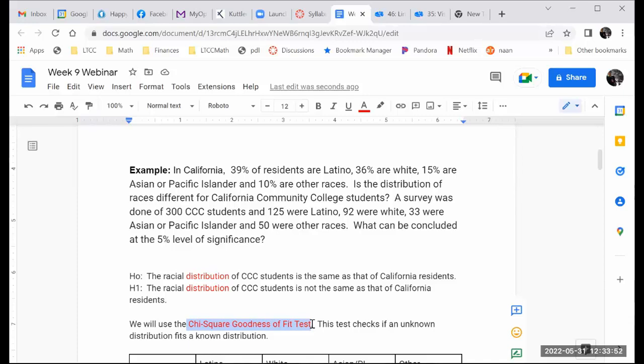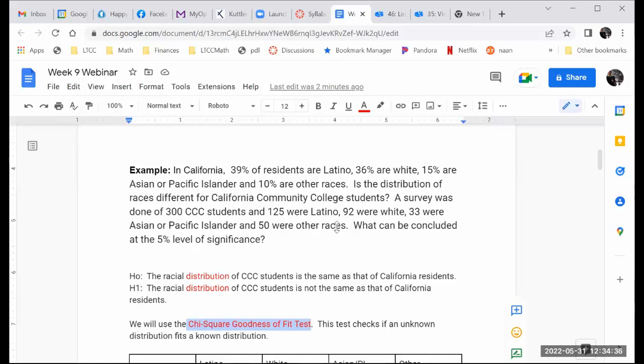The idea of the chi-squared goodness of fit test is that we have a known distribution, and then we have a population that we don't know about its distribution. We take a sample from that population, and we do a test to see if our unknown population's distribution is the same as the known distribution. Any questions on what the goodness of fit test does? Any questions? So the known distribution is the 39%, 36%, 15%, and 10%.